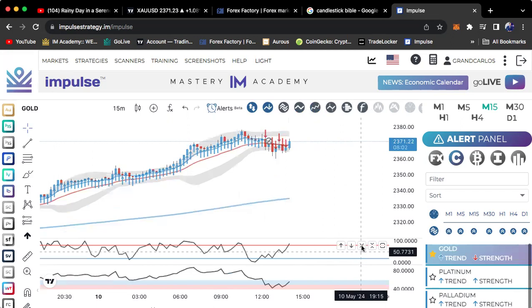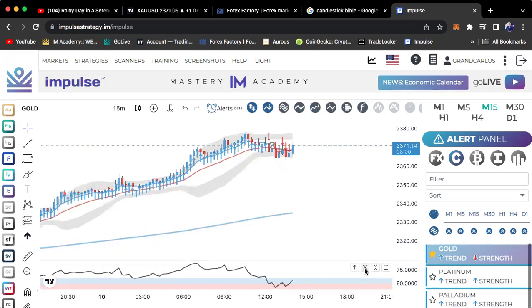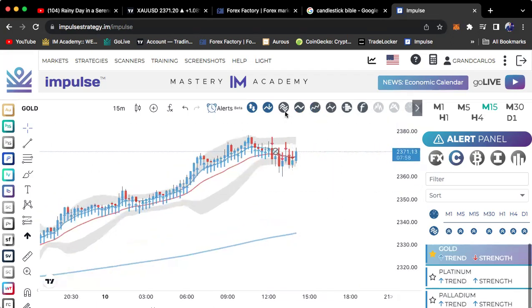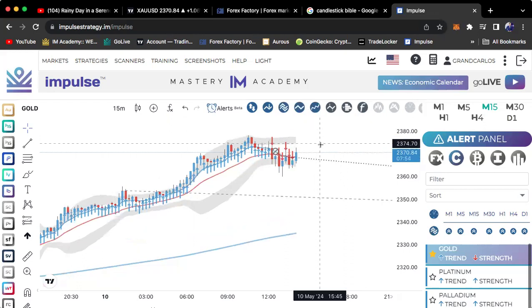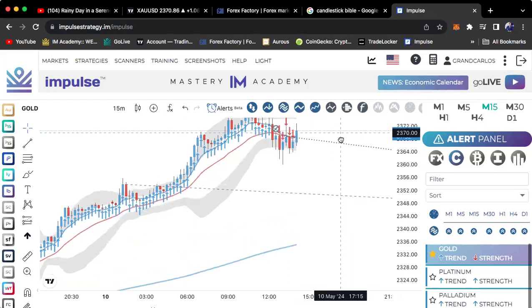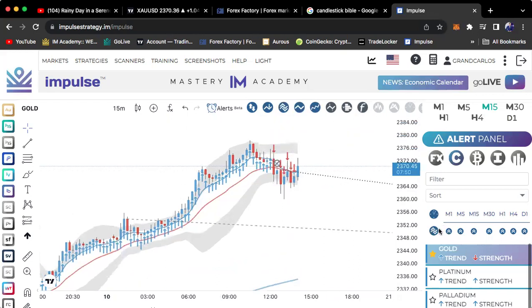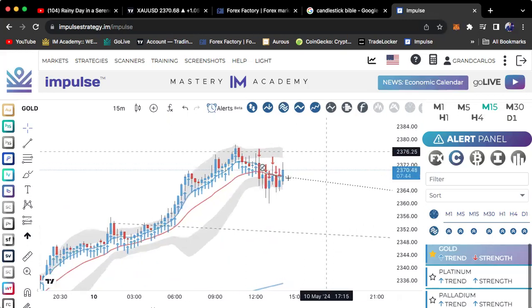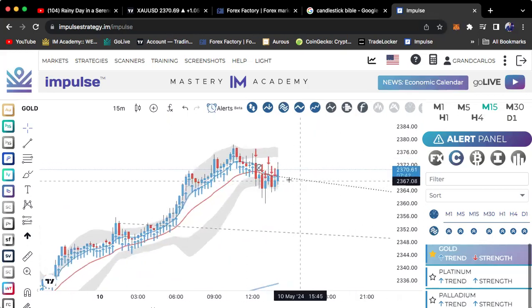Yeah, so it's giving me buy confirmations. So I'm looking for buys. I'm not looking for sells. Now I'm looking for buys. Okay, see, everything is blue. This strength eventually is going to turn blue. It broke above this pivot line here.